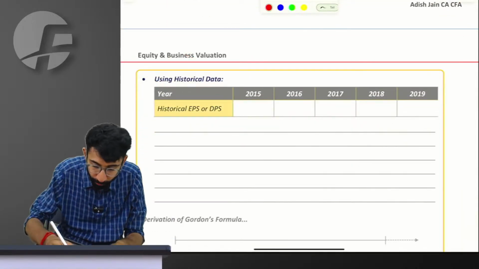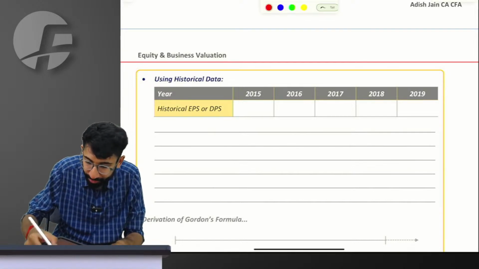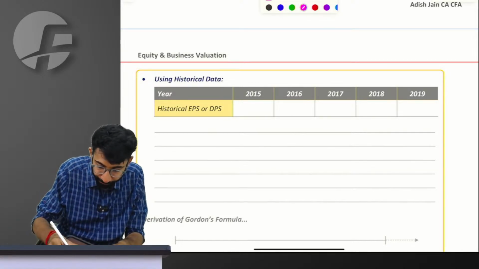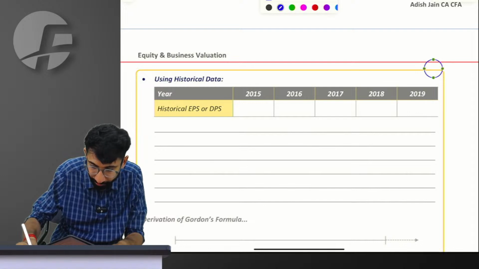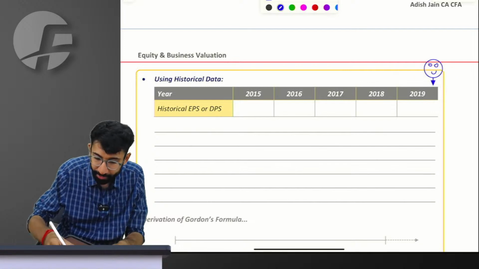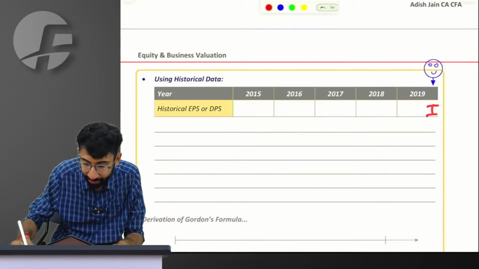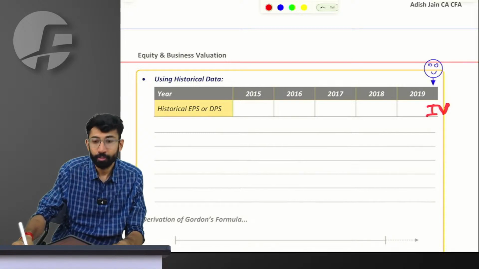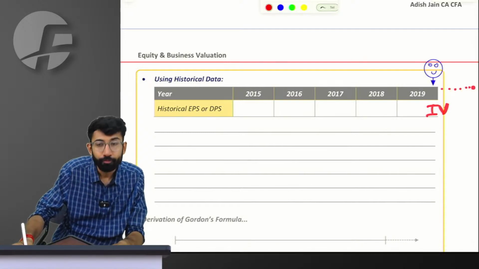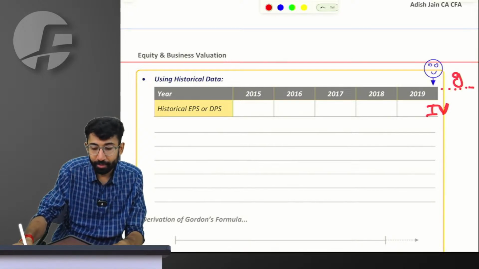Let me now teach you. Imagine that we are standing at this point. Which point are we standing at? We're standing at the end of 2019. We obviously want to calculate the value of the share here, for which we need the future dividends. Basically, we need the future growth rate.